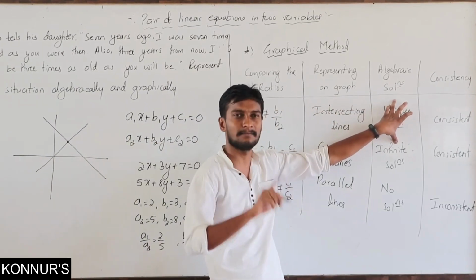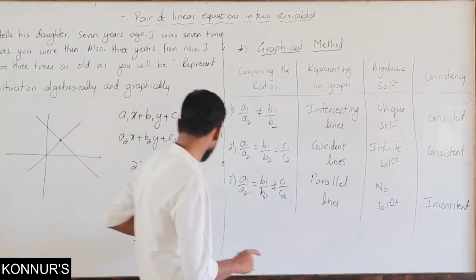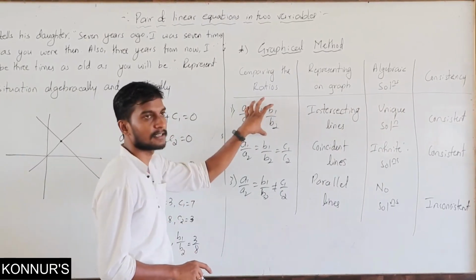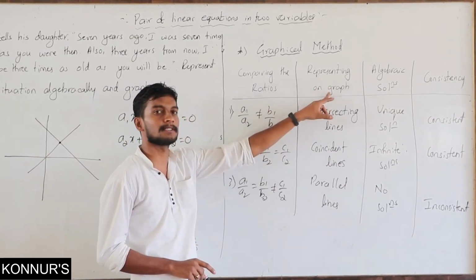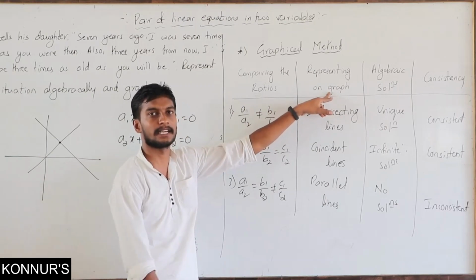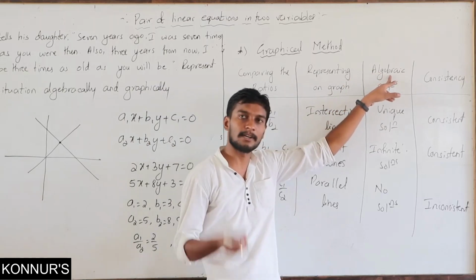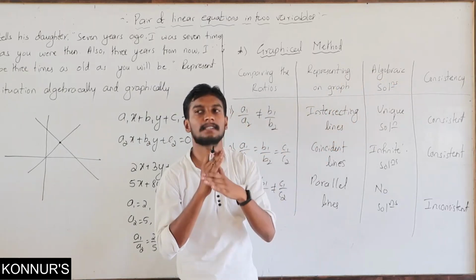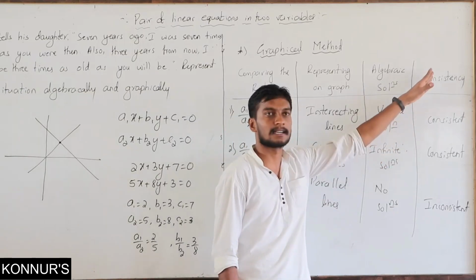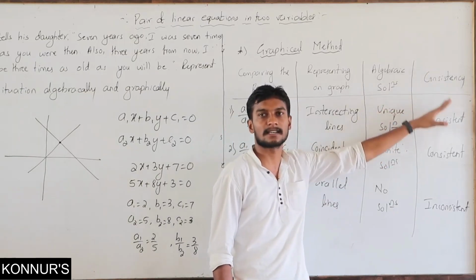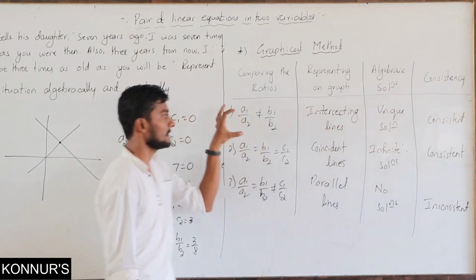One solution is there. If there is a solution, it is called what? Consistent pair. So, the given pair of linear equations are consistent. If a1 by a2 is not equal to b1 by b2, if you represent those linear equations on the graph, you are getting what? Intersecting lines. And the algebraic solution: how many solutions you are getting if the two lines are intersected? Only one solution. It means unique solution you are getting, and the consistency of those equations is consistent. It means consistent pair they are. So, okay, this is the first condition.